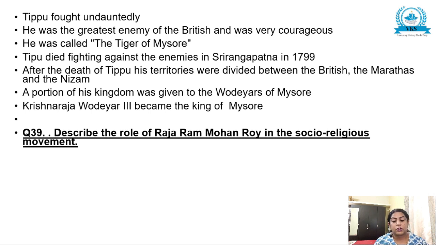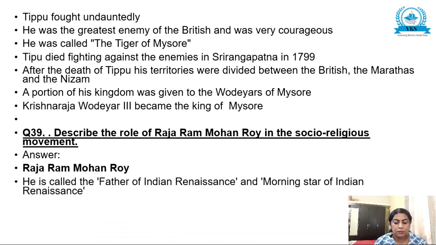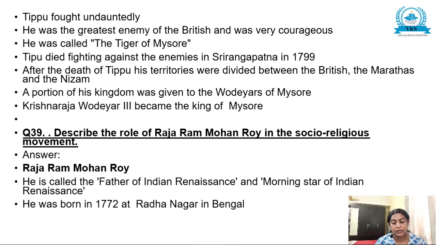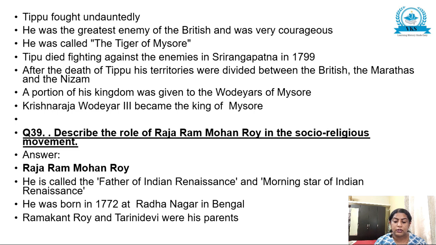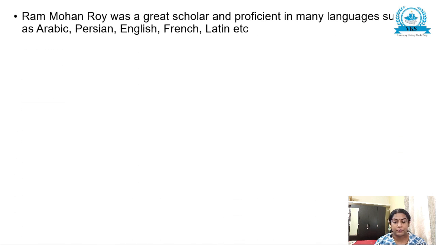Now the next question is, describe the role of Raja Ram Mohan Roy in socio-religious movement. So Raja Ram Mohan Roy, just as an introduction you can write, he is called the father of Indian Renaissance and the morning star of Indian Renaissance. He was born in 1772 at Radhanagar in Bengal. Ramakant Roy and Tarini Devi were his parents.